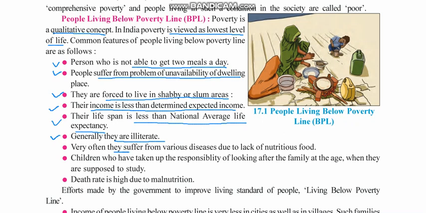Very often they suffer from various diseases. Now why are they suffering from them? Because they don't have proper medical facilities. They don't have money to treat themselves, they don't have money to buy medicines, and that's why they are usually suffering from various kinds of diseases due to lack of nutritive food, and they are malnourished. Okay, and that's why they are suffering from a lot of disease, as they are not getting proper food to eat.